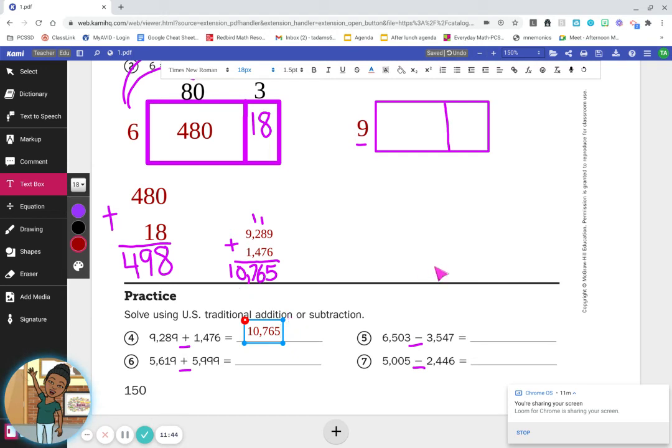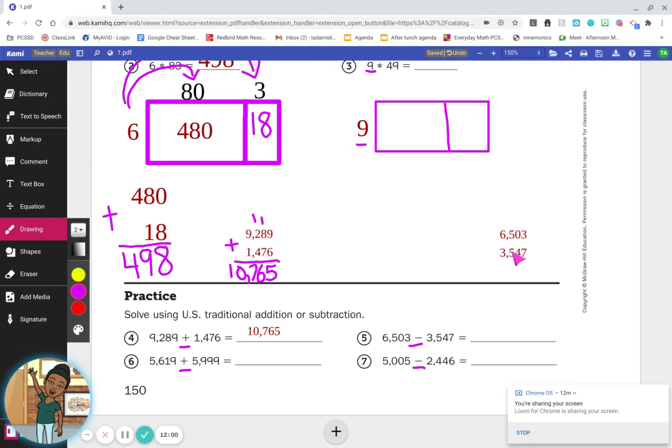And you're going to do the same thing with subtraction. Don't let the subtraction sign throw you off. Line up your place values. If my problem is 6,503 minus 3,547, everything's lined up nice and neat. I'm going to use a smaller drawing tool, see if that helps this time. Okay. 3 minus 7. Put the wrong sign. 3 minus 7. Oh, we can't do that. We have to regroup. So let's cross it out.